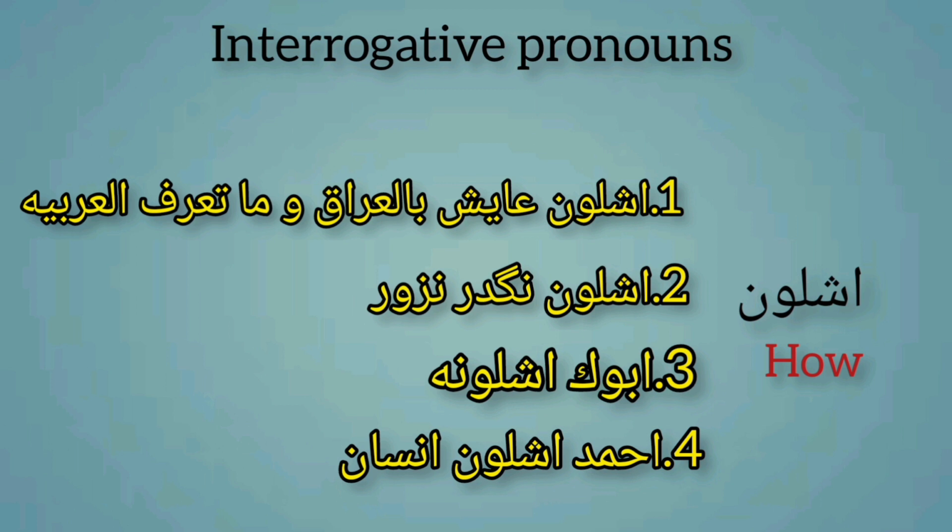For example, شلون عايش بالعراق وما تعرف العربية. How do you live in Iraq and you don't know Arabic? Shloon means how. عايش means living. بالعراق means in Iraq. وما تعرف, and you don't know. تعرف means you know. But ما تعرف means you don't know. ما makes the verbs, makes the sentences negative. وما تعرف العربية, and you don't know Arabic.